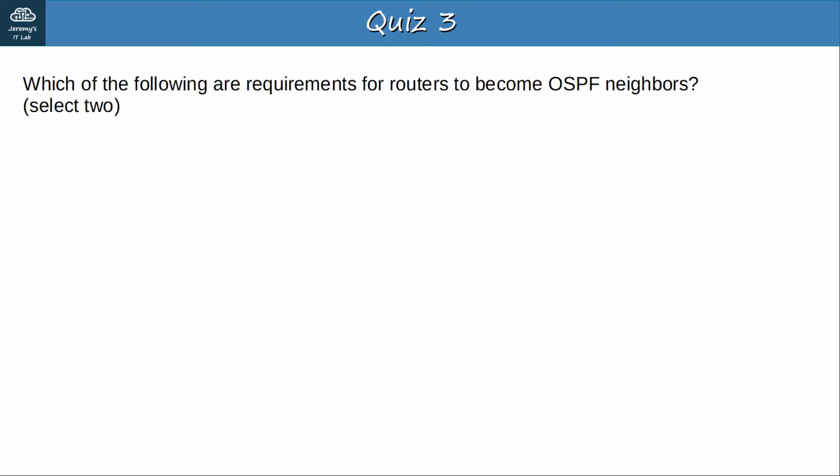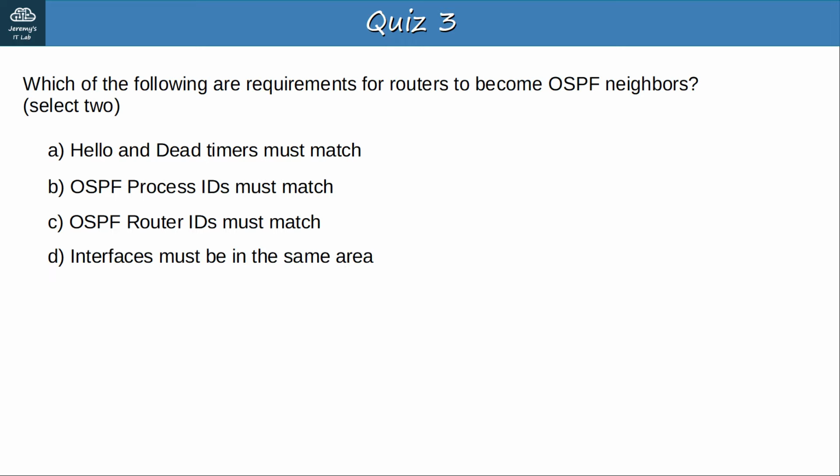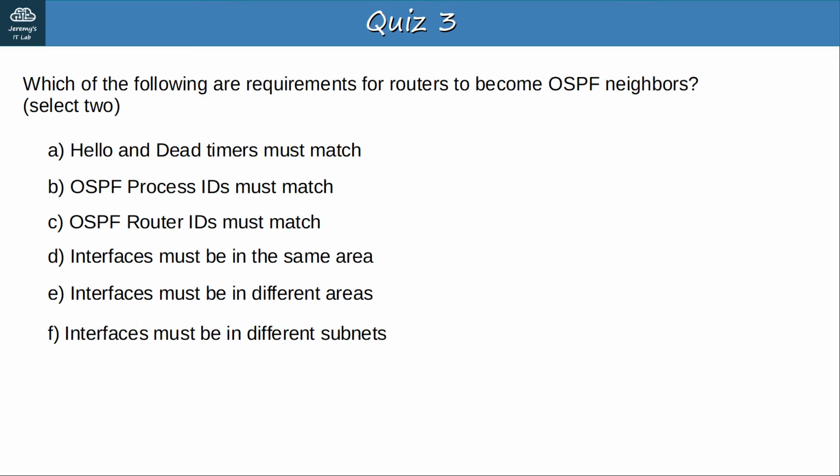Which of the following are requirements for routers to become OSPF neighbors? Select 2. A. Hello and dead timers must match. B. OSPF process IDs must match. C. OSPF router IDs must match. D. Interfaces must be in the same area. E. Interfaces must be in different areas. Or F. Interfaces must be in different subnets. Pause the video to think about your answers. Select 2.